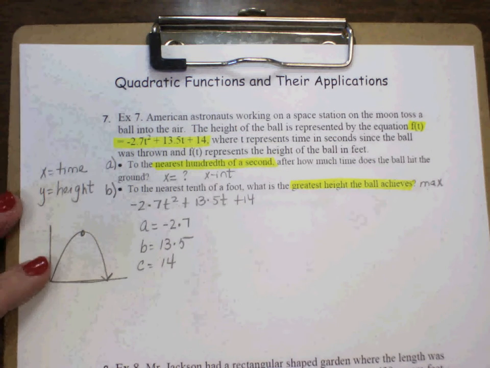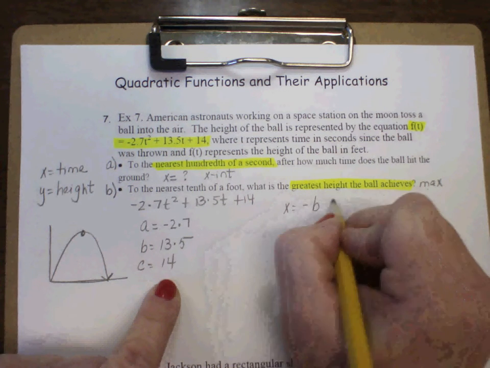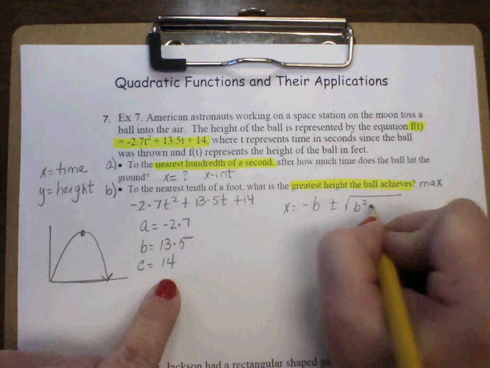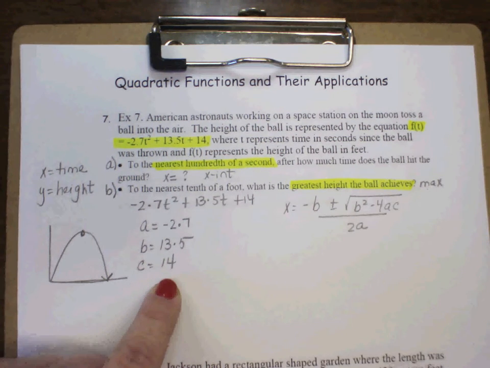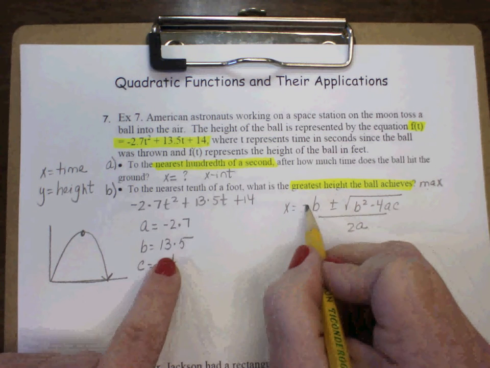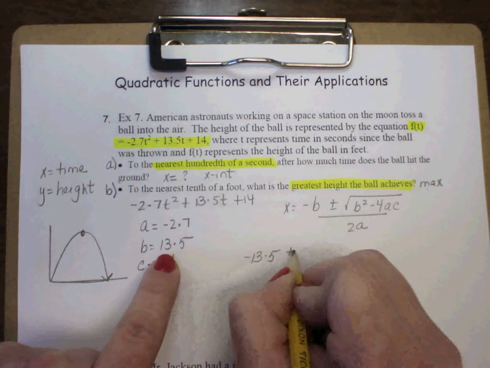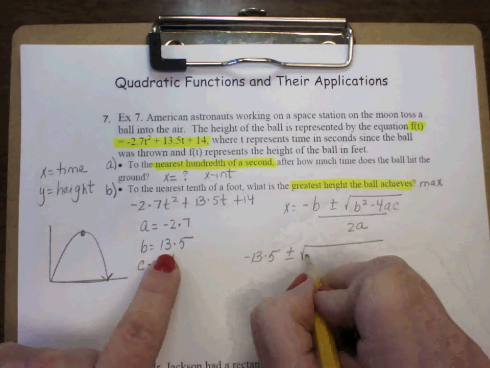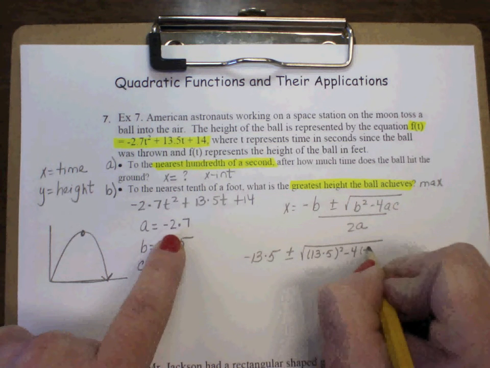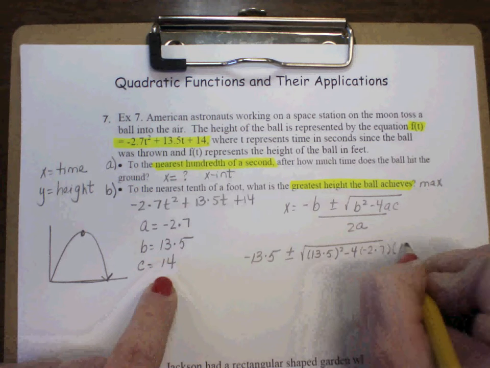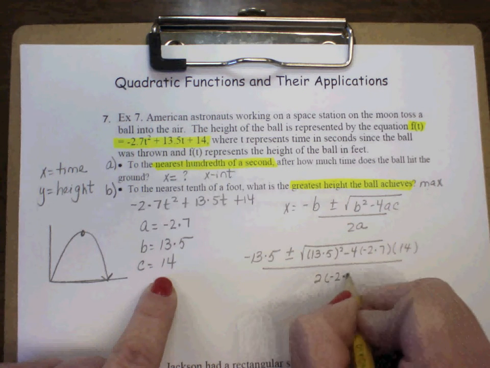So let's go ahead and write down the formula: negative B plus or minus the square root of B squared minus 4AC, divided by 2A. And let's start plugging in. That negative is going to turn that 13.5 into a negative. So negative 13.5 plus or minus the square root of 13.5 squared minus 4 times A, which is negative 2.7, times C, which is 14. The calculator is going to take care of all of that for me. And then 2 times negative 2.7. So let's do this in the calculator.